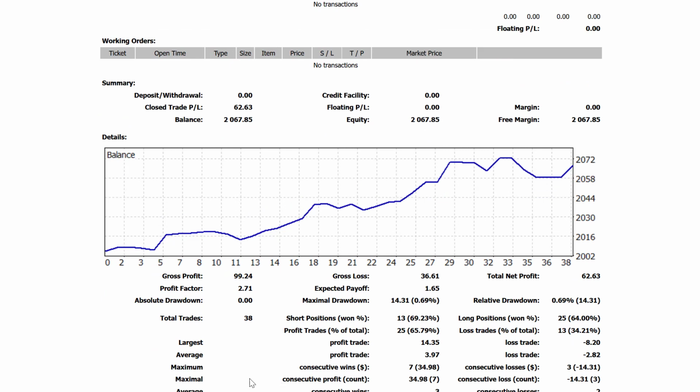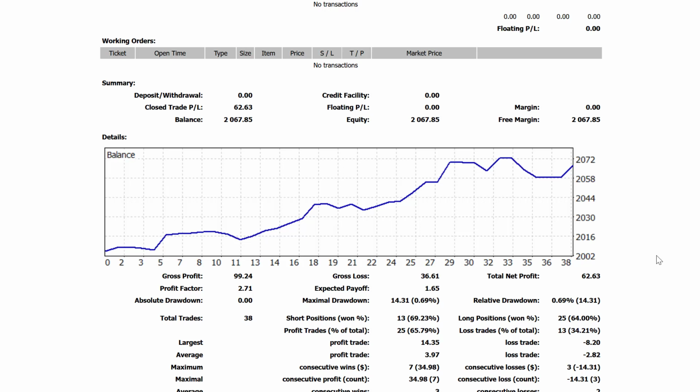So we have, the best one, average profit trade is about $4. Average loss trade is just under $3. So that's pretty decent. Consecutive wins, 3. Consecutive losses, 2. That's really good. I like that a lot. We have short positions won, 69%. Long positions won, 64%. That's amazing.